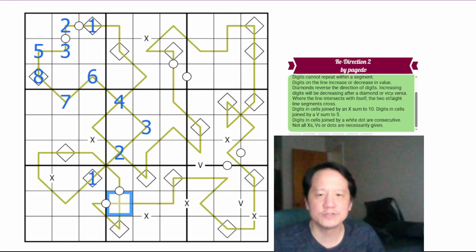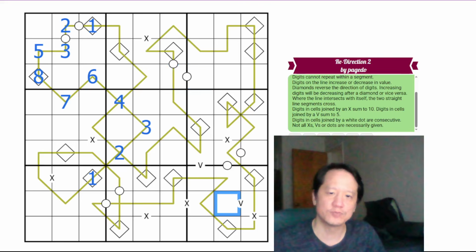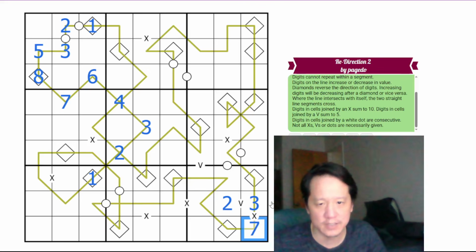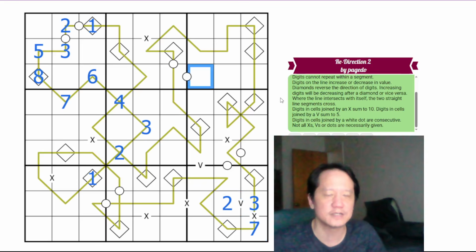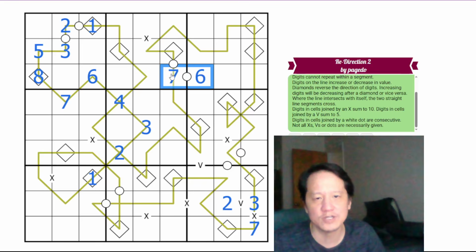And then finally, we have digits and cells joined by an X sum to 10. And digits and cells joined by a V sum to 5. Digits and cells joined by a white dot are consecutive, and not all X's, V's, or dots are necessarily given. So, for example, if this were a 3 here, this would have to be 2 because there's a V in between them, so they must add up to 5. This would have to be 7 because there is an X between them, and they must add up to 10. If we had a 6 here, this would have to be 5 or 7 because these digits must be consecutive with each other.